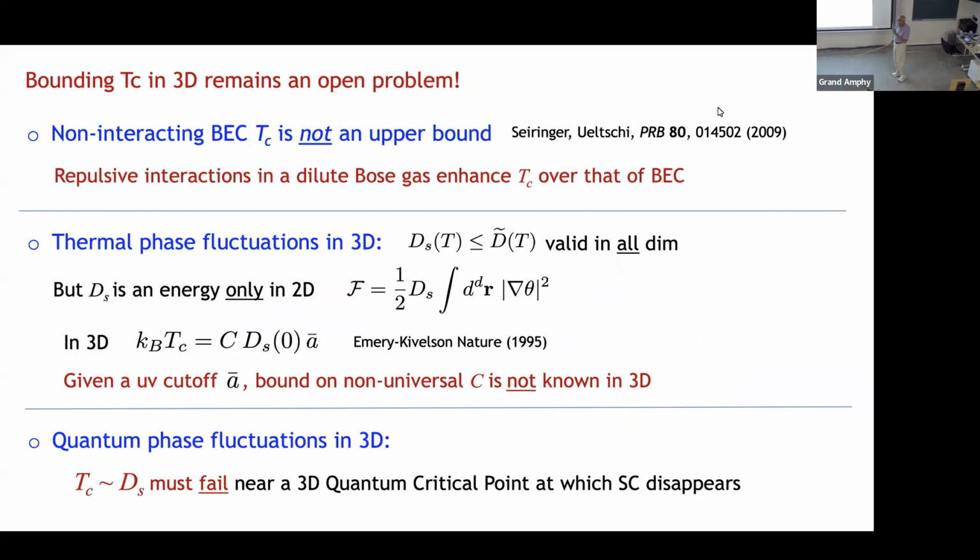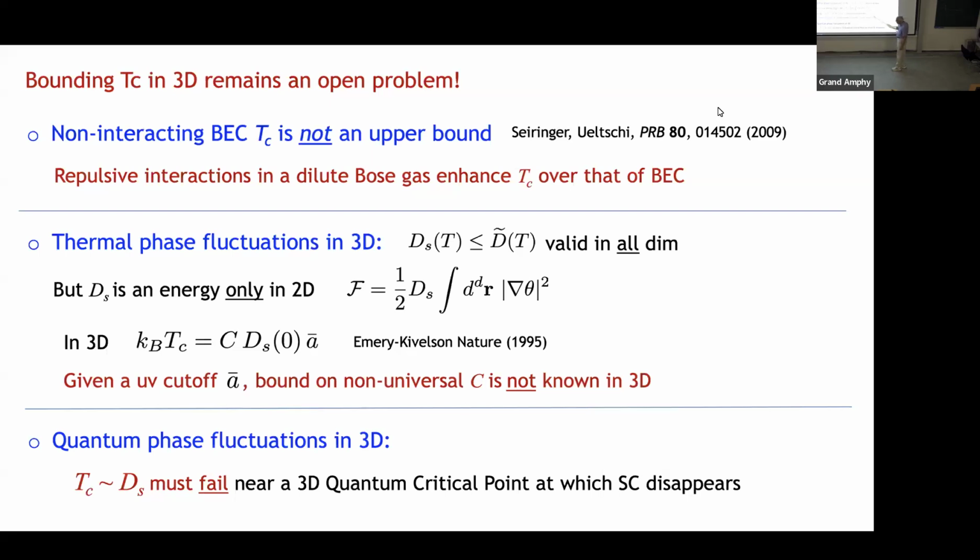That's firmly established. Then you could follow Emery and Kivelson and look at thermal phase fluctuations. So now our bound, the optical spectral weight on stiffness, is valid in all dimensions. The difficulty is in connecting stiffness to TC in higher than 2 dimensions, because as Emery and Kivelson pointed out, there's something very special about 2 dimensions. 2 powers here, 2 powers here cancel out. Ds has units of energy, and you get the universal pi over 2.